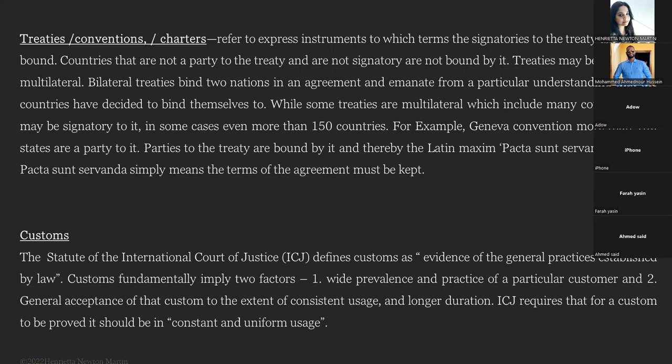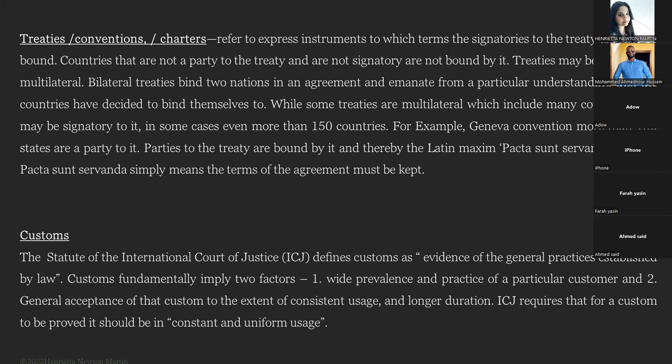So parties to the treaty are bound by it, and thereby the Latin maxim, which is very important for you to know, listen to me carefully, the Latin maxim that really governs this aspect of treaties is pacta sunt servanda, which means the terms of the agreement must be kept.